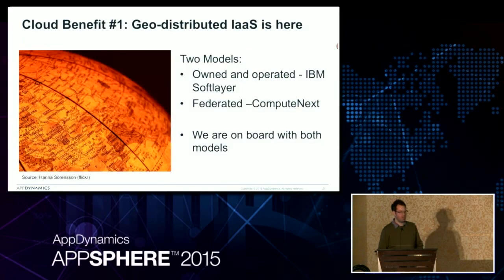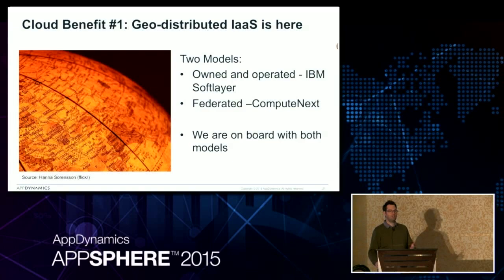That's changed, though, over the last year. Geo-distributed infrastructure as a service is here. We found there's two models in the marketplace. One is the owned and operated model. That's IBM Software. So they're building out their own proprietary nodes around the world. And the other is the federated model with ComputeNext.